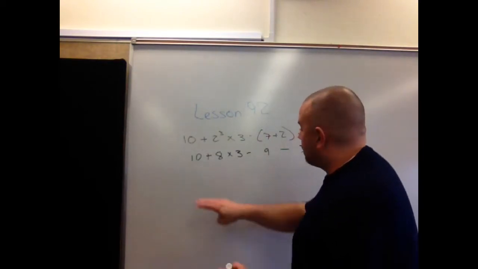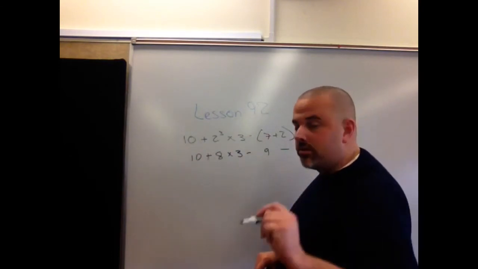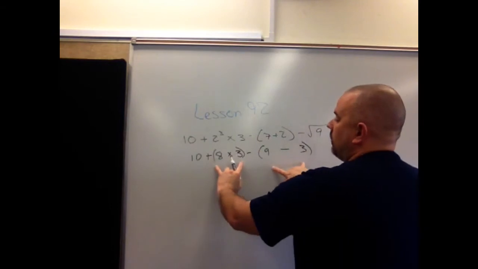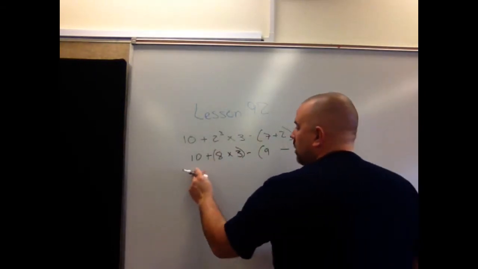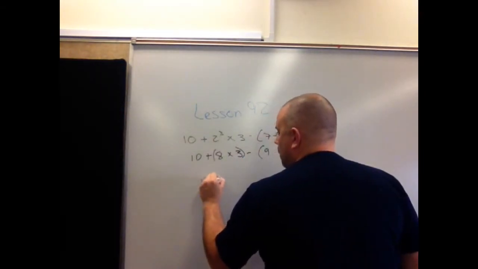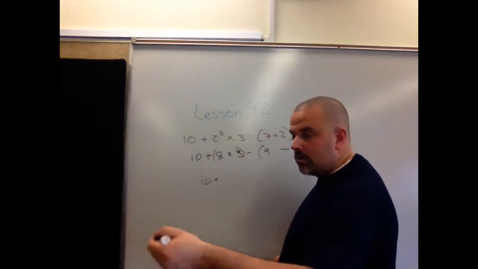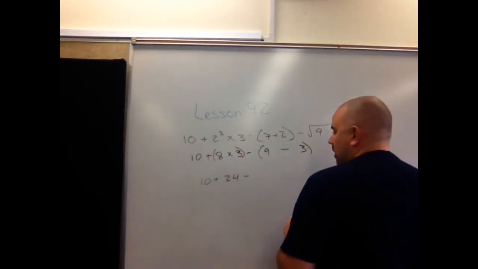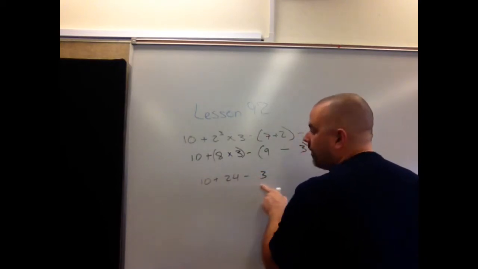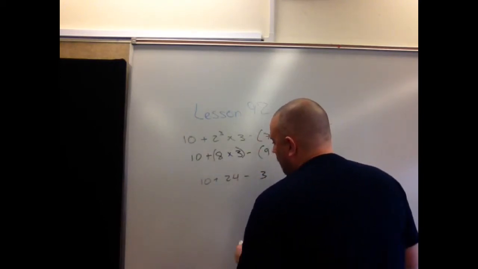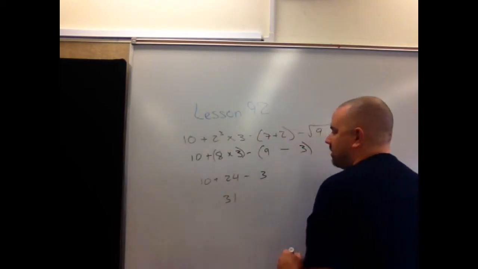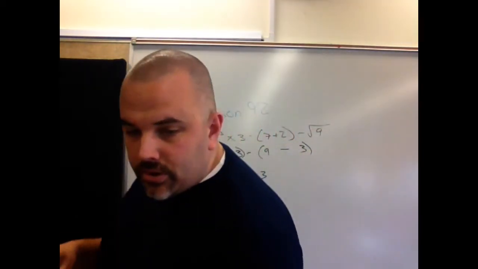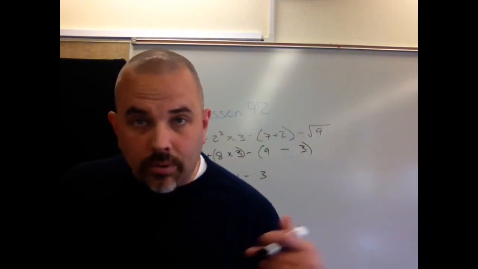Now we're not done yet. We still don't go straight across, because whenever you see multiplication and division, you do those next. So what's 8 times 3? It's 24. Minus, what's 9 divided by 3? 3. So now we go straight across, and our answer becomes 31, because it's 10 plus 24 minus 3. The answer is 31, which of course our book tells us is correct.